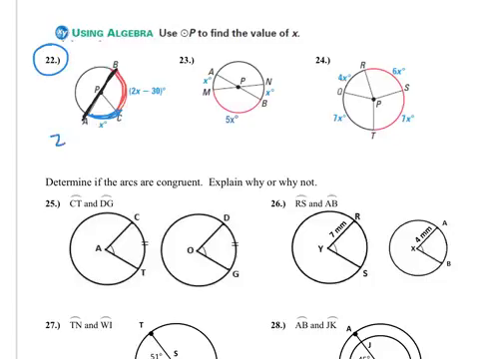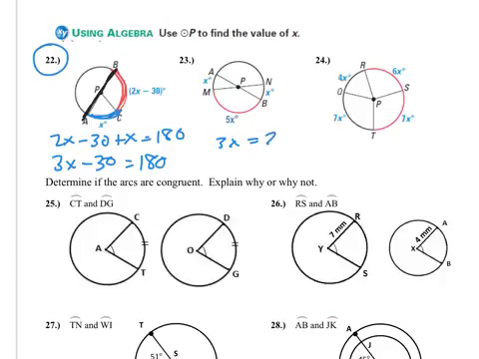So let's add those two things together and set it equal to 180 and solve for x. 2x minus 30 plus x equals 180. Combine your like terms. 2x and 1x is 3x minus 30 equals 180. Add 30 to both sides and you get 3x equals 210. And divide by 3 and you get x equals 70. And that is our answer for that one.